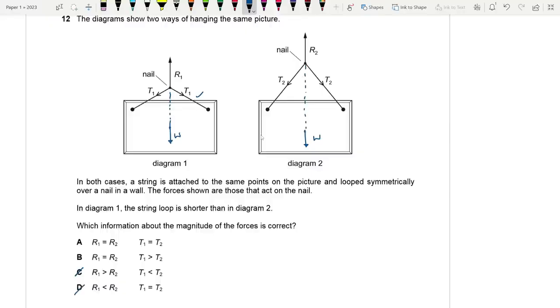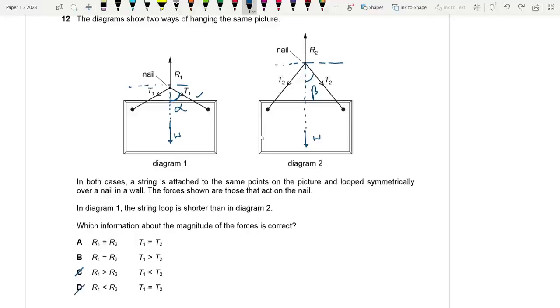Okay, so check this out. Over here, what happened to the angle? Let's call this alpha, and let's call this beta. Alpha is bigger than beta. Obviously, the horizontal components of T1 and T2 balance each other out. Like T2 sine beta is equal to T2 sine beta on the other side as well. Similarly, T1 sine alpha is equal to T1 sine alpha on the other side as well.